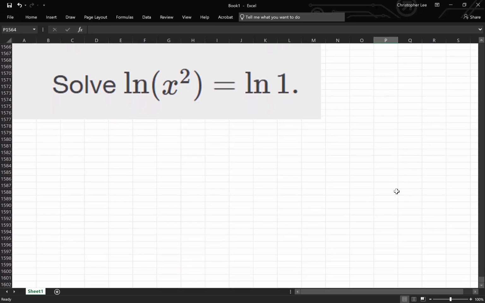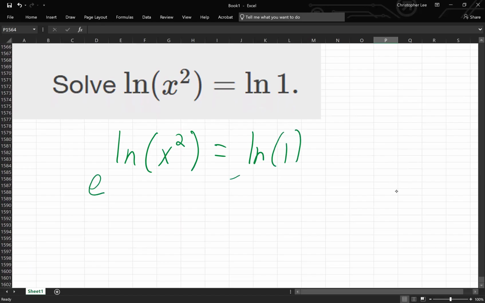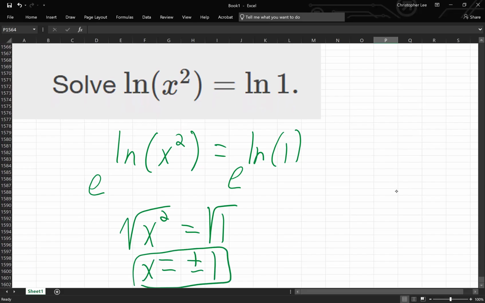All right, let's check this out. ln of x squared is equal to ln of 1. I'm going to base e it to get rid of the ln. So I have x squared is equal to 1. You already know. Square root both sides. x equals plus or minus 1, right? Now, why does this work? If I plug in positive 1, I still get a positive 1 out. If I plug in negative 1, I still get a positive 1 out. So that's why it's cool. All right?